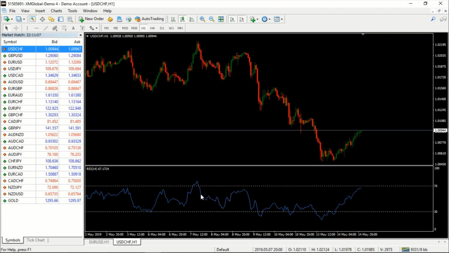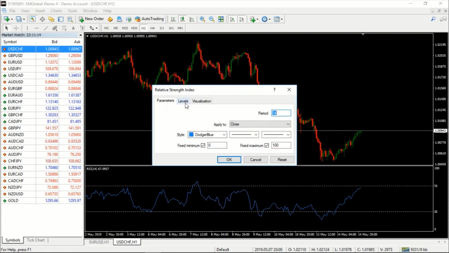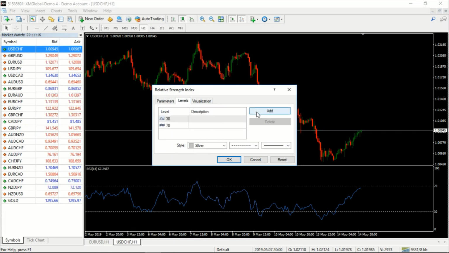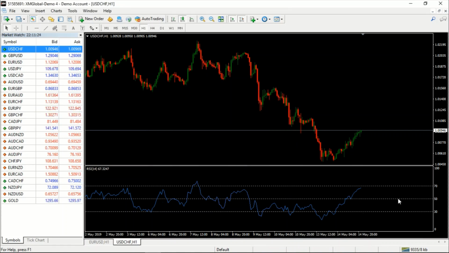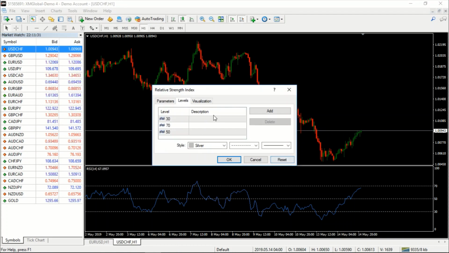So if we click on the indicator, we can go to the properties, we can go to levels, and we can click on add, and we can actually add in a 50 level, and we can say OK, and you would see that we have a 50 level appear over there. So this just shows how easy it is to modify the indicator.